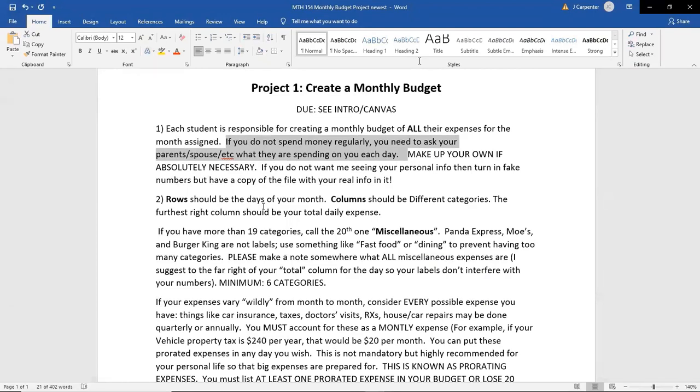So again, this is not going to be graded on the fact that oh man, you only bought 7 things this month, or you bought 200 things this month. That's not what's graded on, although I do have some minimums, as we'll see.